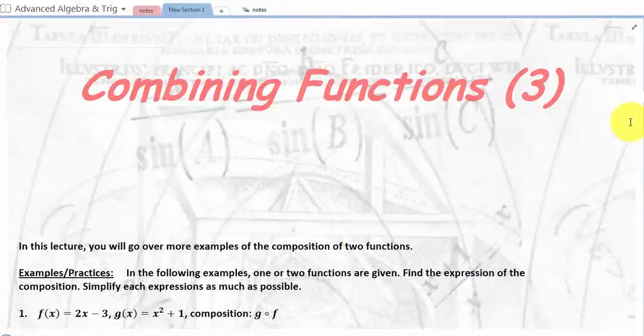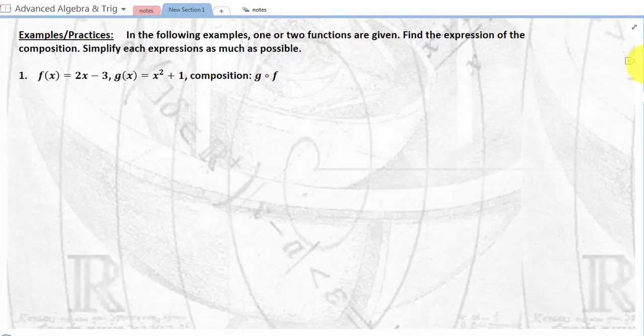In this lecture, we're going to do more of what we did in the last lecture. We're going to combine functions with composition. Let's go over the first example. So I'm going to do example 1 and you will do example 2.